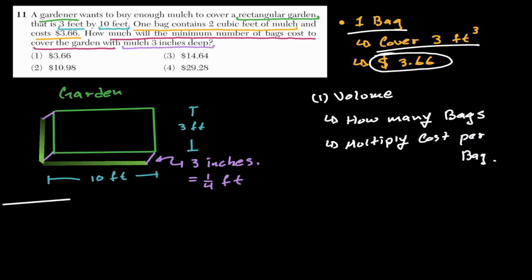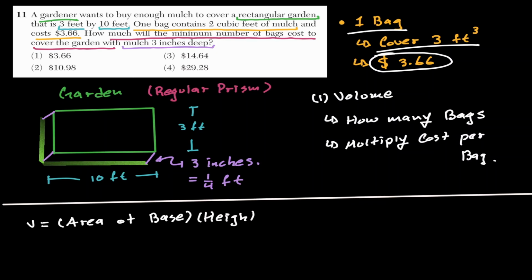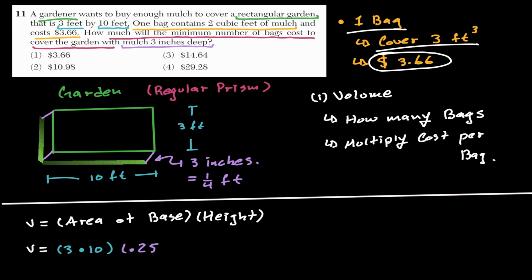Let's perform that calculation. When it comes to volume, we can treat this as a regular prism. And to find the volume of a regular prism, it is the area of the base times the height. Well, the base of our figure is 3 feet times 10 feet. And when it comes to our height, well, that is the depth of our garden, which is 1/4 of a foot. So 3 times 10, that's 30, times 0.25, well, that's equivalent to 7.5 feet cubed.